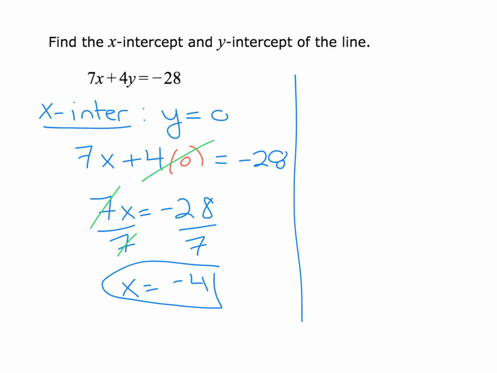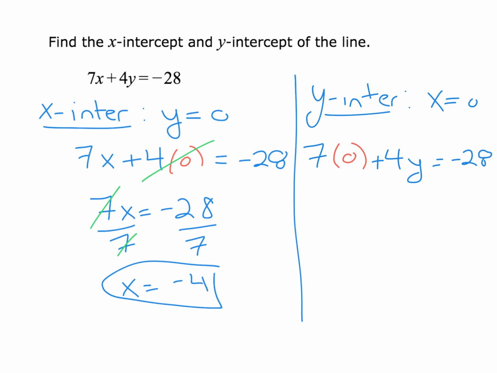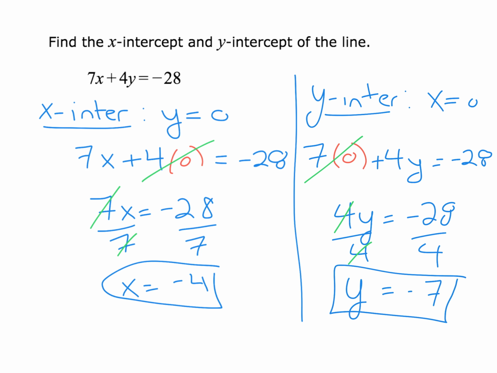So now to find the y-intercept, I'm going to set x equals 0. So 7, now x is 0, so 7 times 0 plus 4y equals negative 28. Well, 7 times 0, that's just 0. So I get 4y equals negative 28, divided by 4, divided by 4. These cancel, and I'm left with y equals negative 7. So my x-intercept is x equals negative 4. My y-intercept is y equals negative 7.